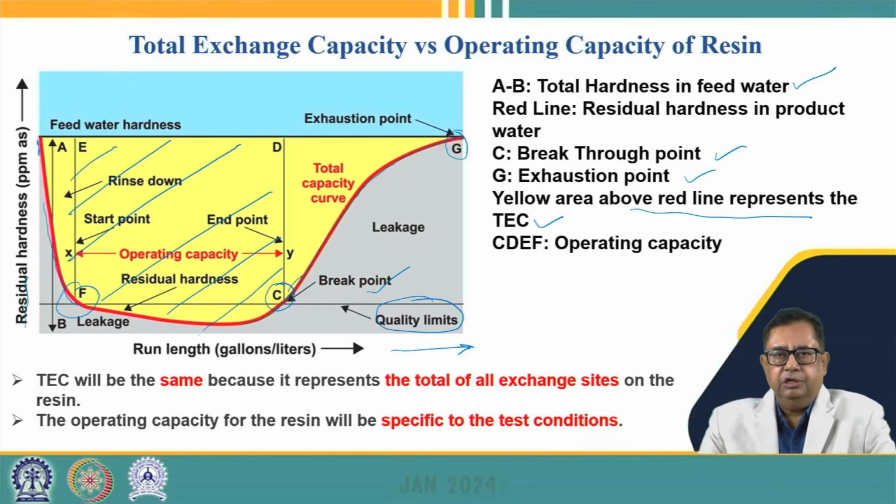Right? I think the difference between the operating capacity and the total capacity must be clear to all of you. The total exchange capacity will remain the same because it represents all the exchangeable sites present on the resin, whereas the operating capacity of the resin will be very specific to the test conditions. It will depend upon the conditions which are laid down for the quality limits.